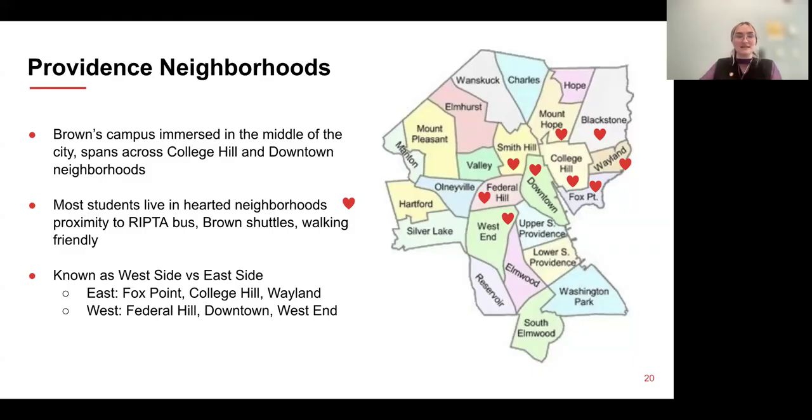And then Federal Hill and downtown, that's where a lot of our restaurants are. That's where the Performing Arts Center is. There are lots of different things that you can go do in Providence, and it welcomes all different types of interests and walks of life.